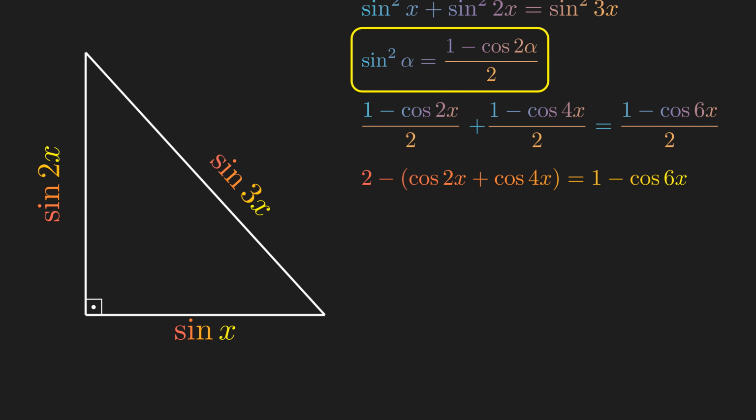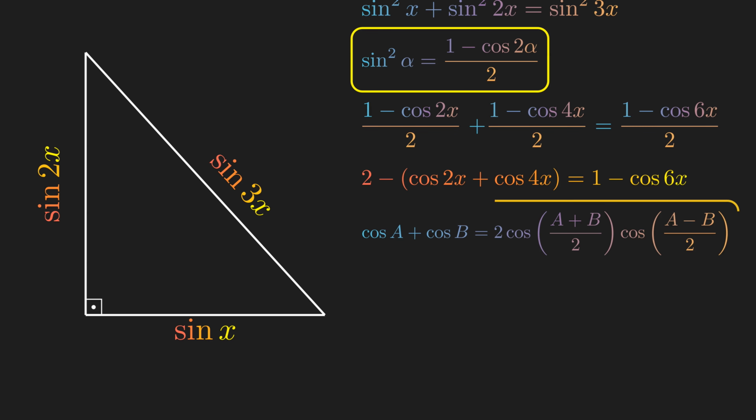But to move forward, we need to use some other identities. Let's recall two different formulas. For example, what was the cosine addition formula? Cosine A plus cosine B equals 2 times cosine of half of the sum of the two angles times cosine of half of the difference of the two angles. This is a very important theorem.